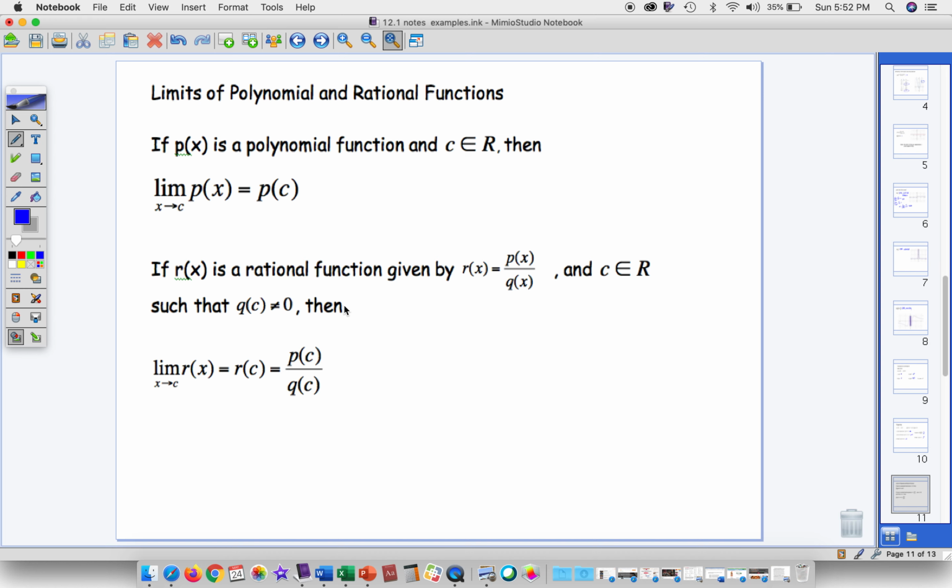If it's a rational function given by p of x over q of x, and c is an element of the reals such that q of c does not equal 0, then the limit of r of x is equal to r of c, which is equal to p of c over q of c. Again, that's as long as q of c does not equal 0. In our earlier cases, it did, right? So that's why we couldn't do the direct substitution method.